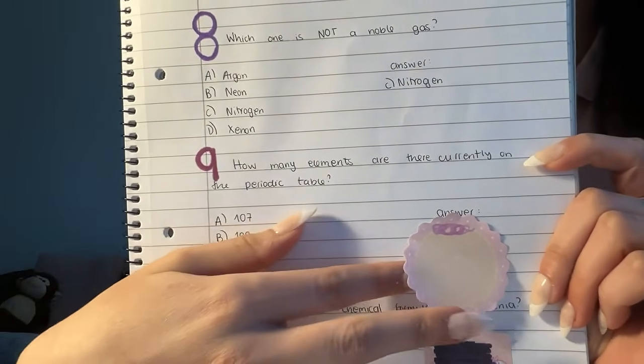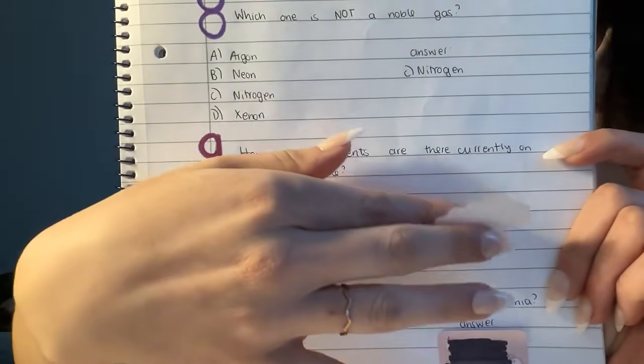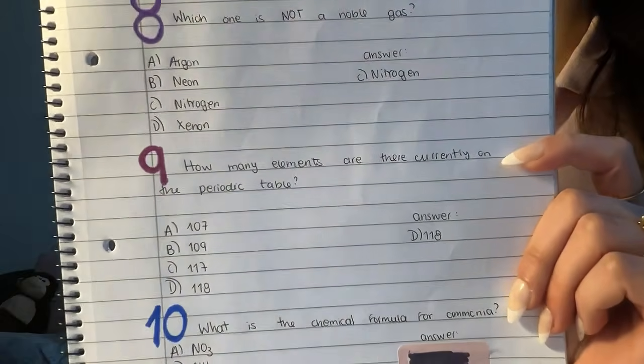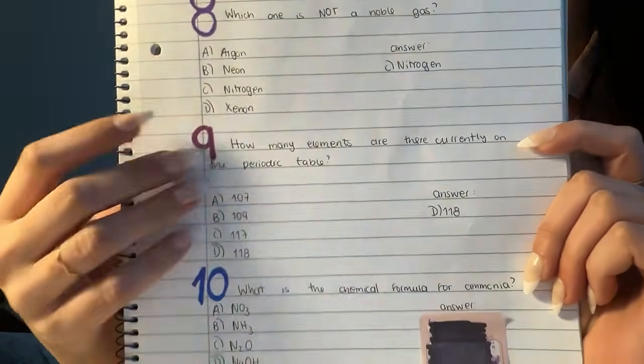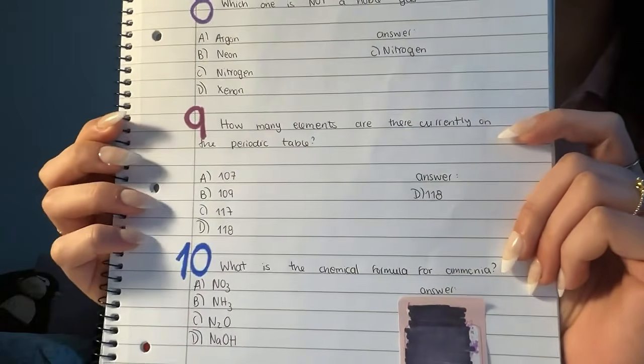Okay, let's check if your guess is correct. So there are currently 118 elements on the periodic table. Good job. Did you get this one right?